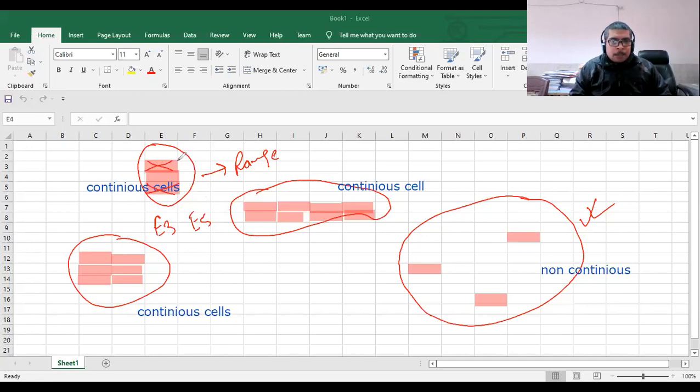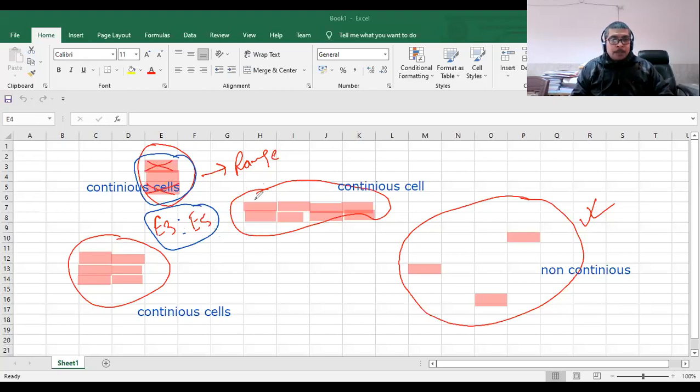So what will be the address of this range? Address of this range. The address of these two, the difference between them, will be the address. E3 to E5 means this is a collection of all those cells which lie between E3 and E5. Okay, this is E3 to E5.